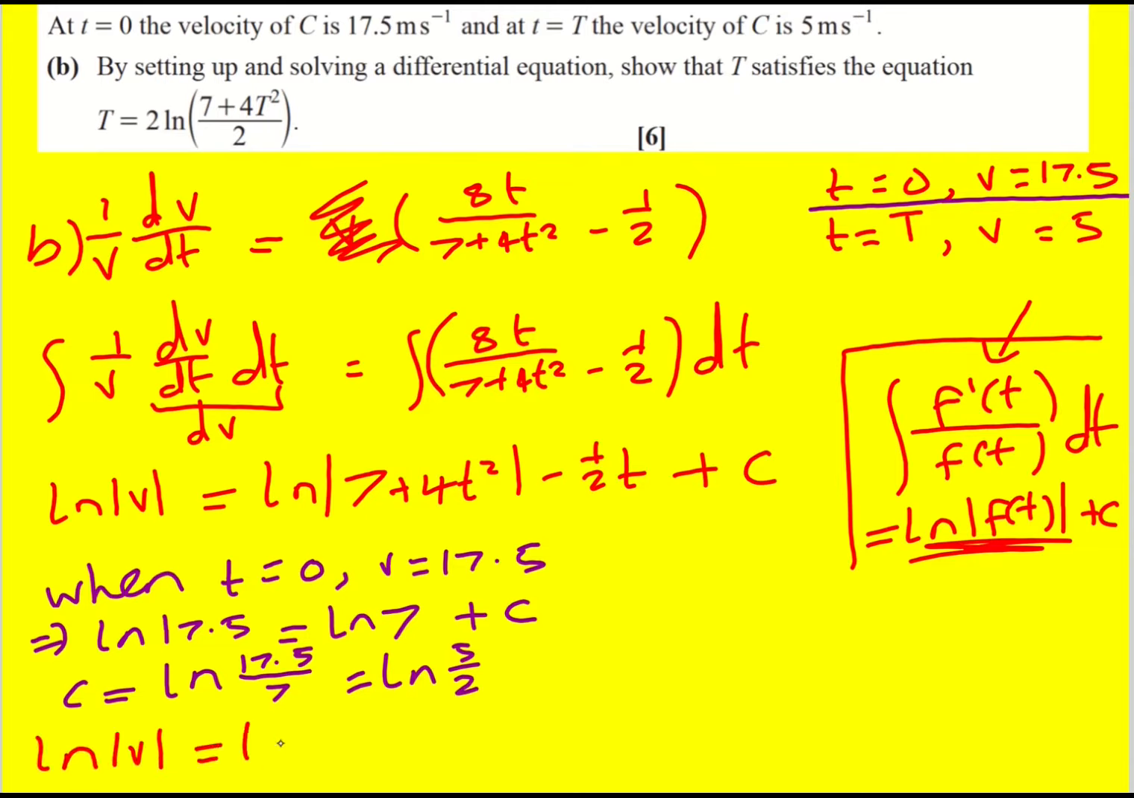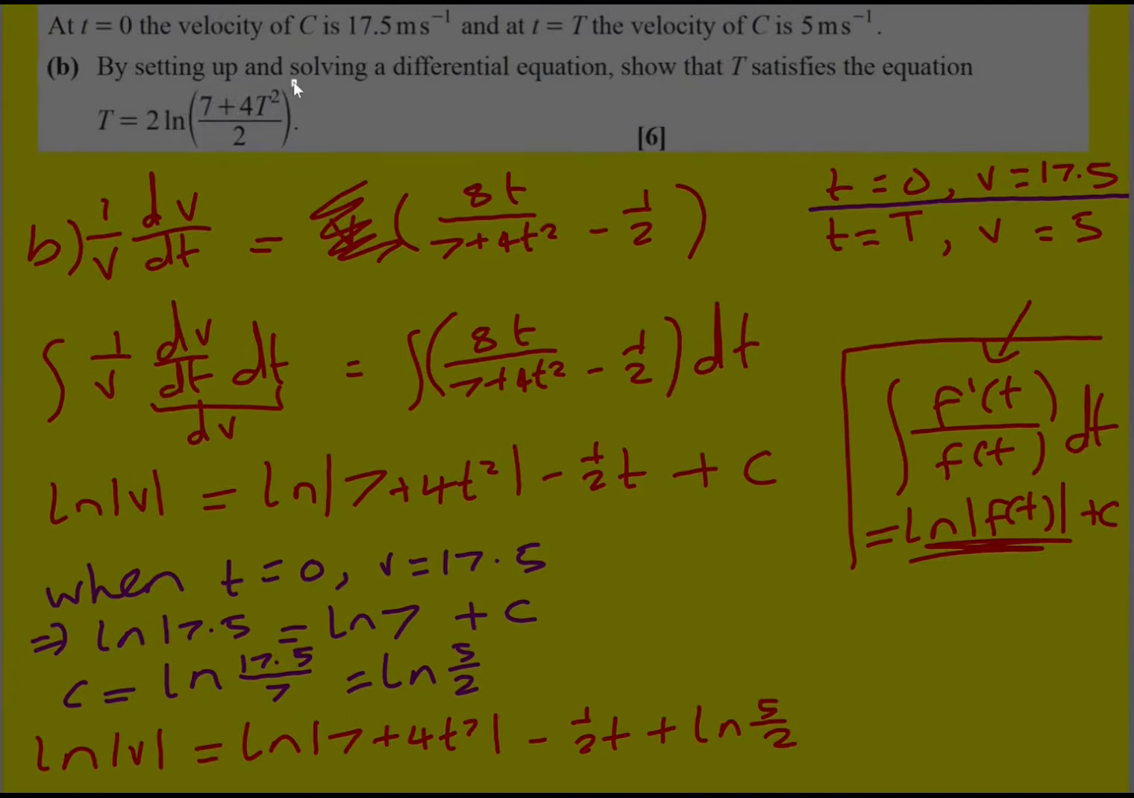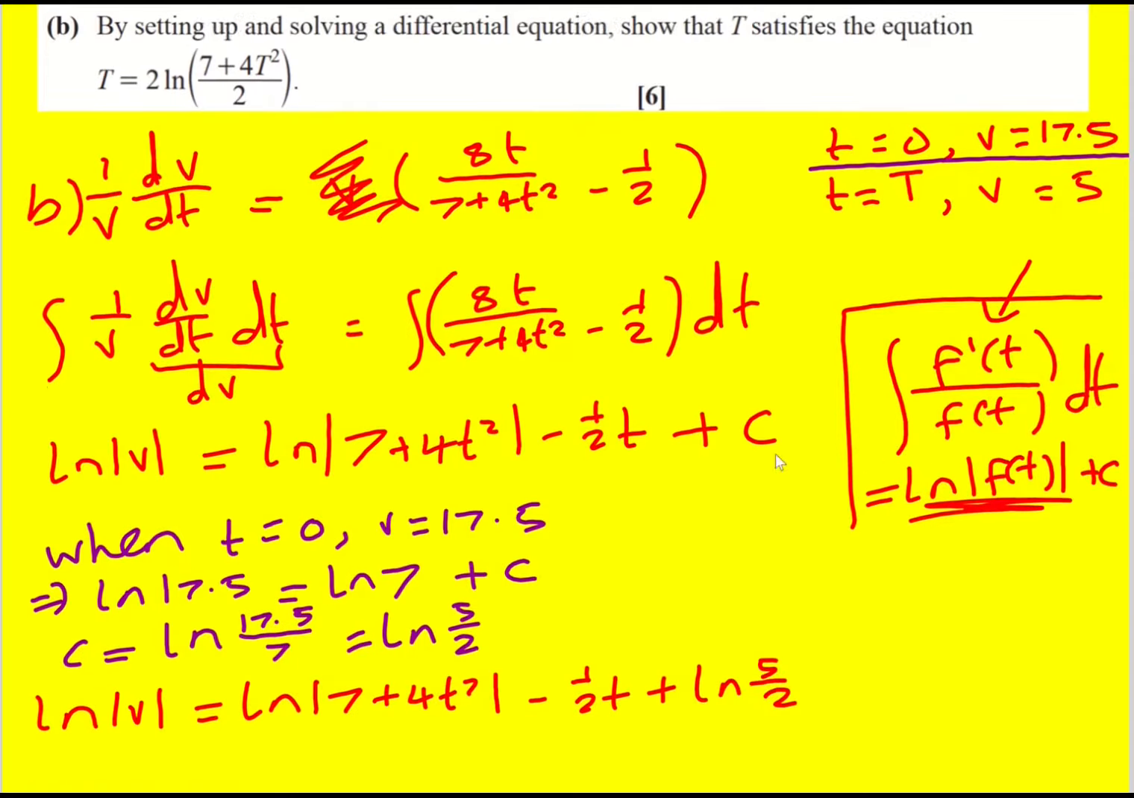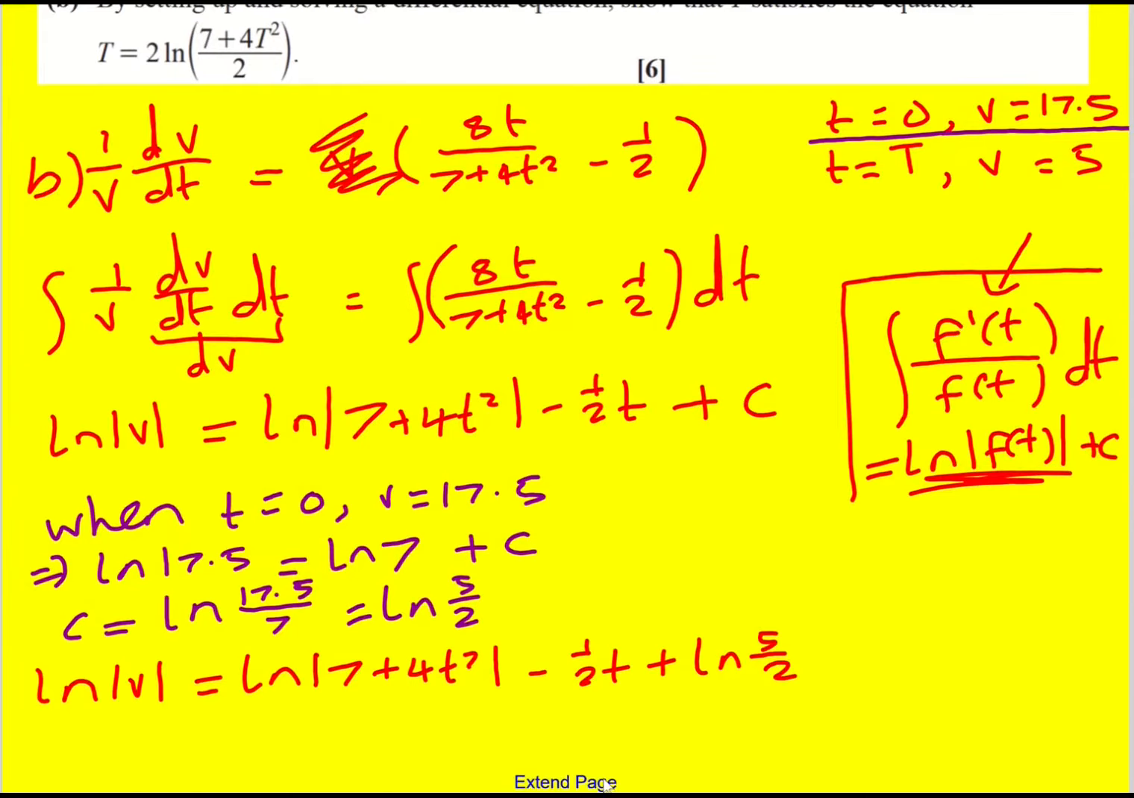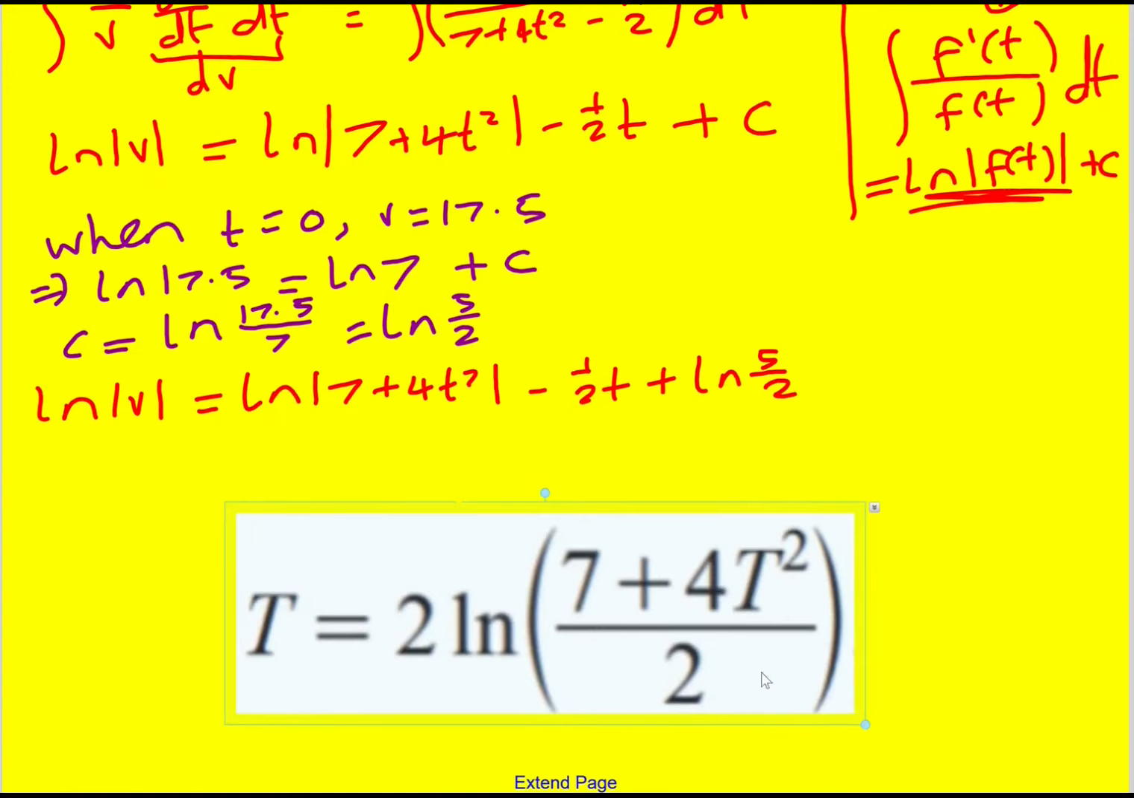I'm going to write it out again. I could absorb it into the ln, but I'm not going to do that quite yet. We're going to look at the next bit now. Just going to bring down what I'm trying to get. And then I'm going to use the fact that t is capital T when v is equal to 5.